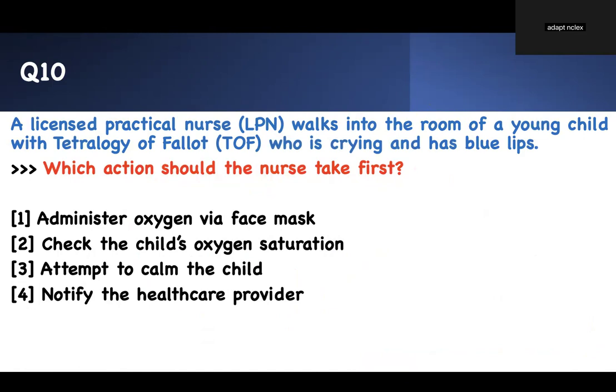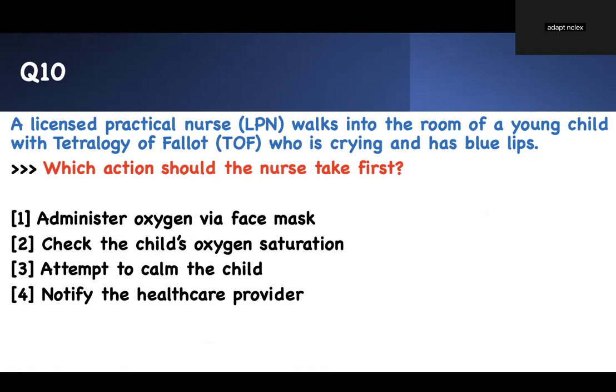And this is a classic example of how to use test taking strategy, breaking down the question. Then you see that the answer choice will pop out like candy. This one, if I break it down, you see the answer choice is just right there, saying, pick me. Which action should the nurse take first? Which action would you do? An LPN walks into the room of a young child with tetralogy of Fallot, who is crying and has blue lips. That should tell you this is a tet spell. If I have a tet spell, I've got to do something.